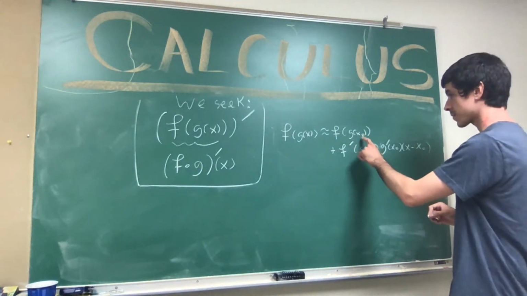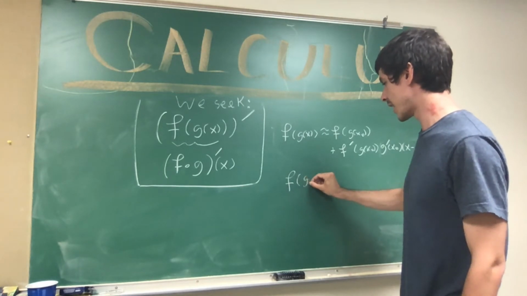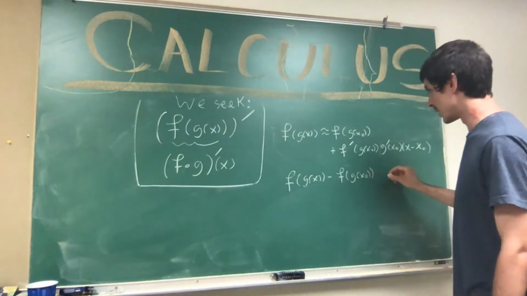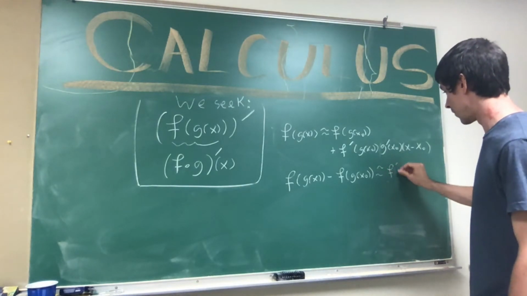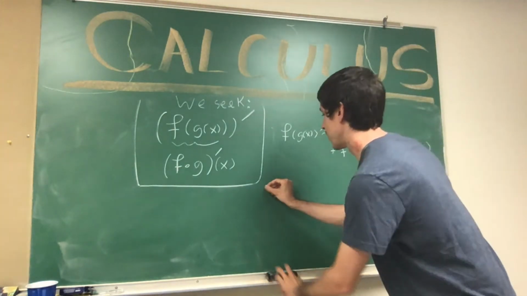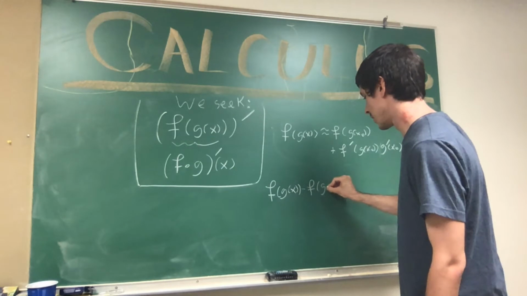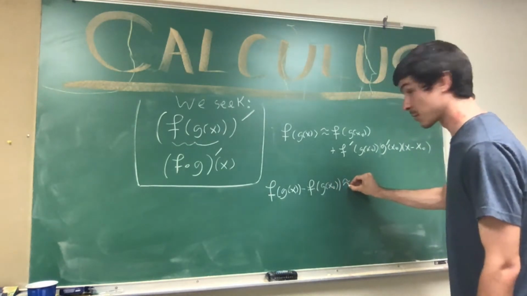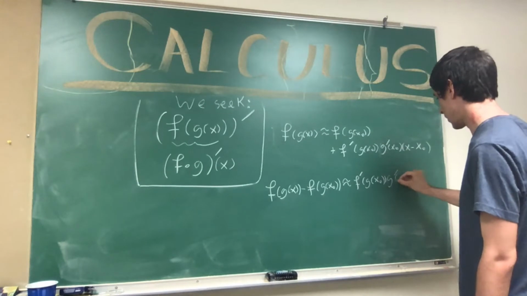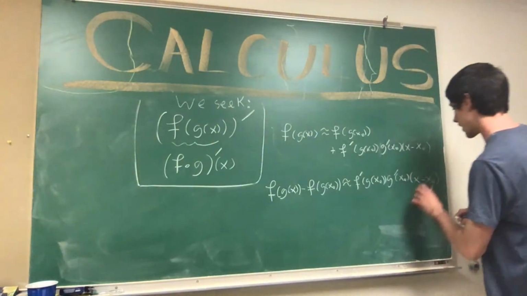And what we can do is subtract this from both sides. So we have f of g of x minus f of g of x0 is approximately equal to f prime of g of x0 times g prime of x0 times x minus x0. And then we could divide both sides by x minus x0.